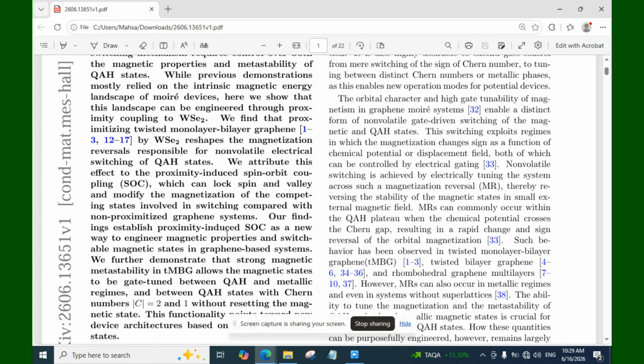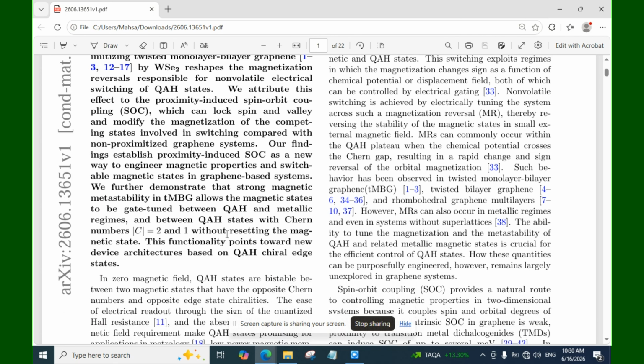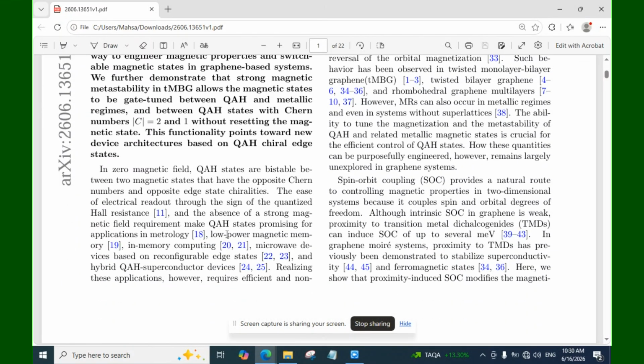We further demonstrate that strong magnetic metastability in TMBG allows the magnetic states to be gate-tuned between QAH, quantum anomalous Hall, and metallic regimes, and between QAH states with Chern numbers with absolute value equal to 2 and 1, without resetting the magnetic state. This functionality points toward new device architectures based on QAH chiral edge states.